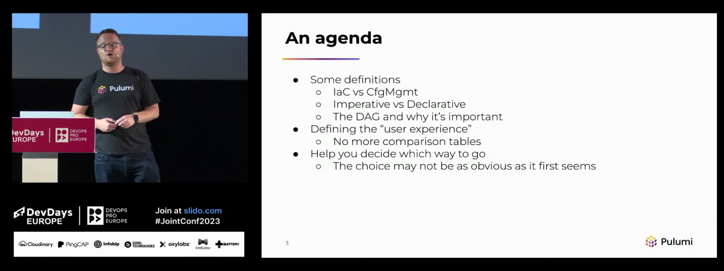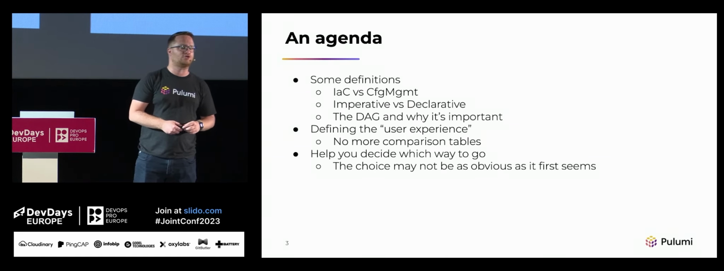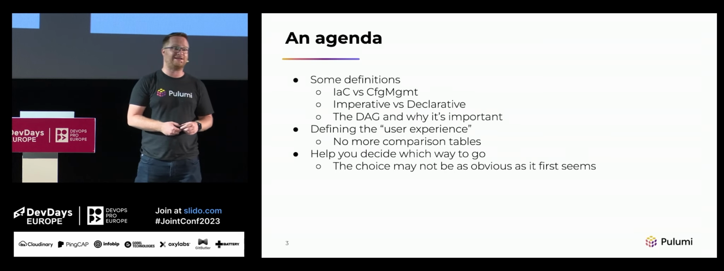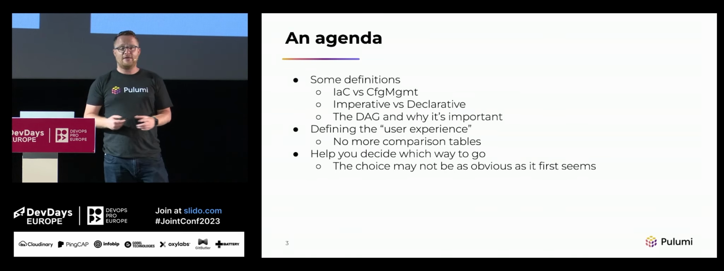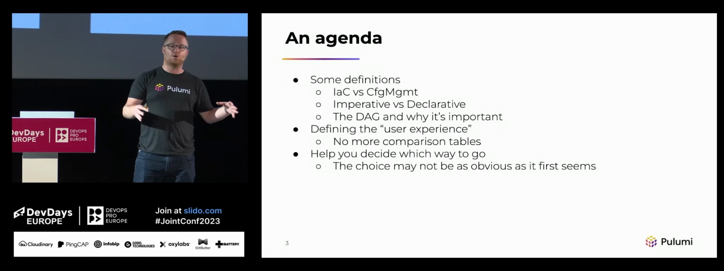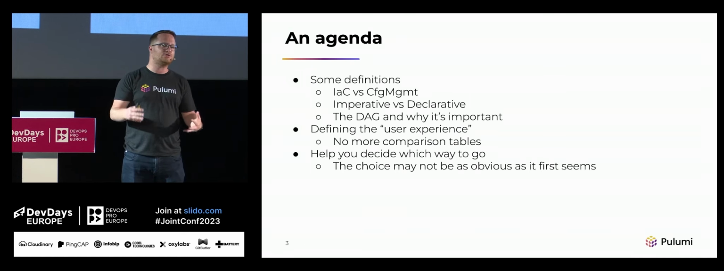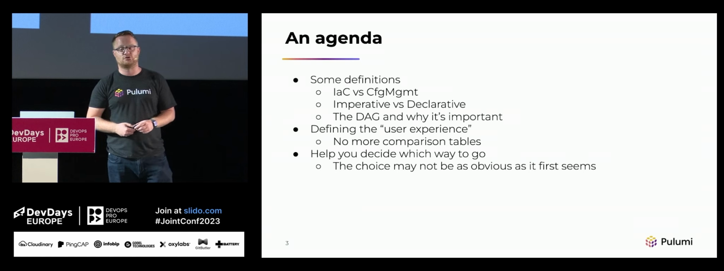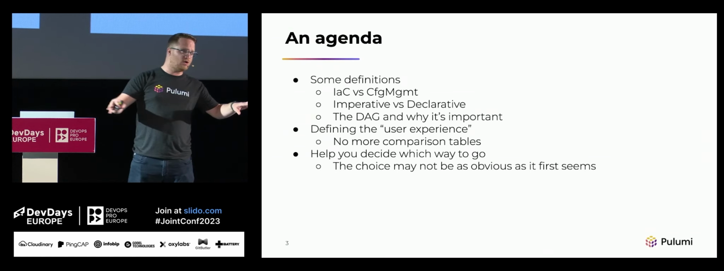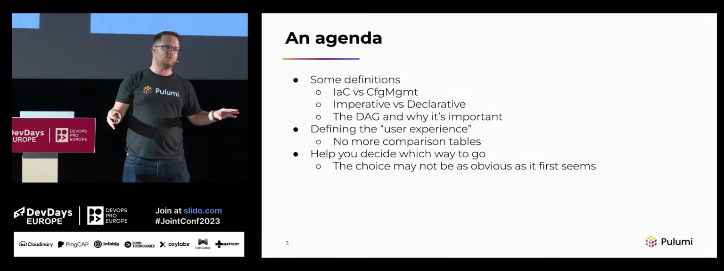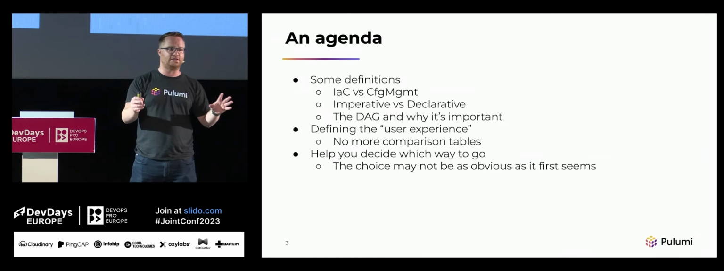We're going to talk about one of the most important parts of an infrastructure as code tool, the DAG, or the directed acyclic graph. And then once we've laid that groundwork, we're going to talk a little bit about what the user experience looks like when you're choosing an infrastructure as code tool. So no more comparison tables. I'm not going to throw up a bunch of slides with comparison tables. We're going to look at it through a completely different lens.